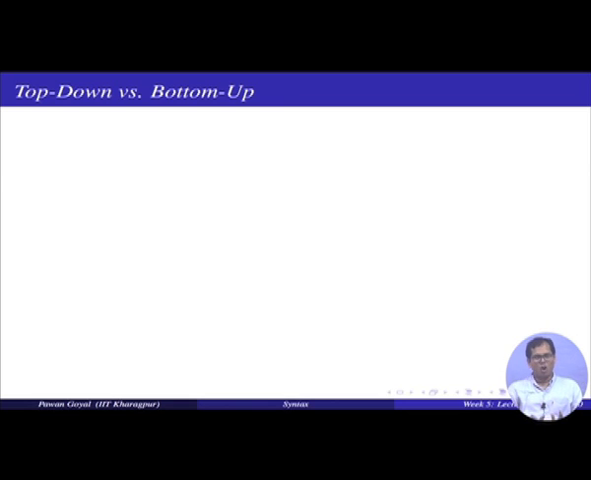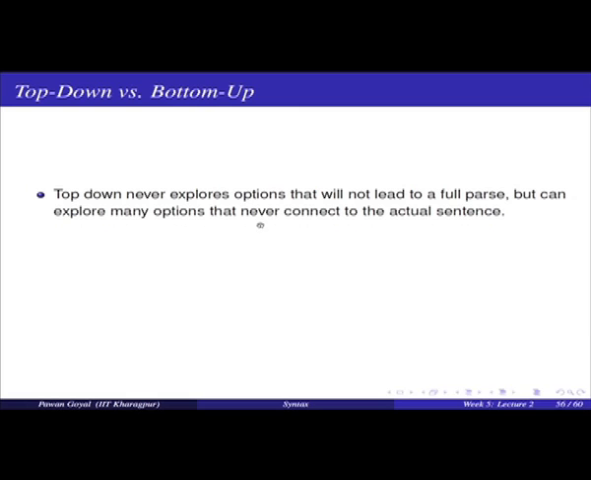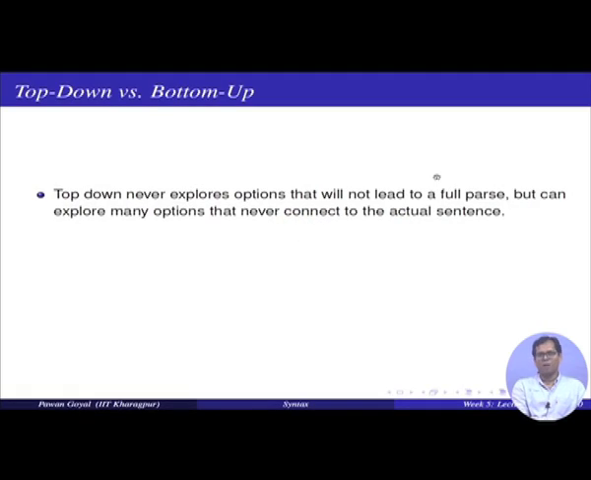So if we just try to compare these top down versus bottom up approaches, what do we see? In top down, wherever a non-terminal appears in the left hand side, I immediately do the prediction. So I can always explore options that will never lead to the full parse. I can always find options that will only give me one word. All the options were giving me a parse starting from S in the top down strategy, but it might happen that some options give me a particular parse tree where all the words are not covered or some extra words are covered. So the actual connection to the actual sentence is not taken care of.